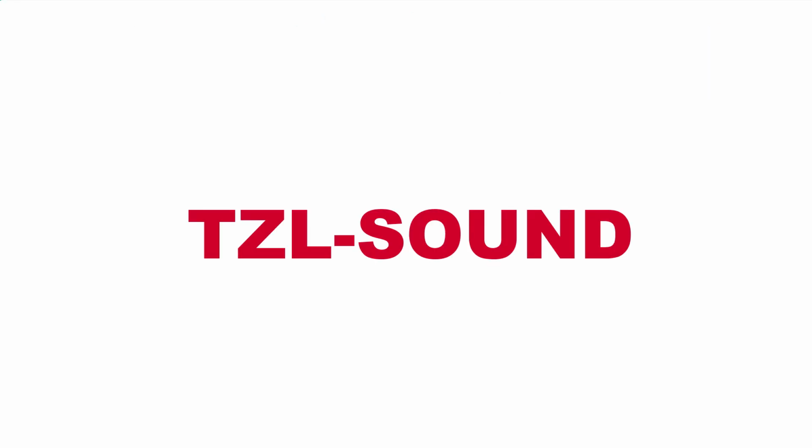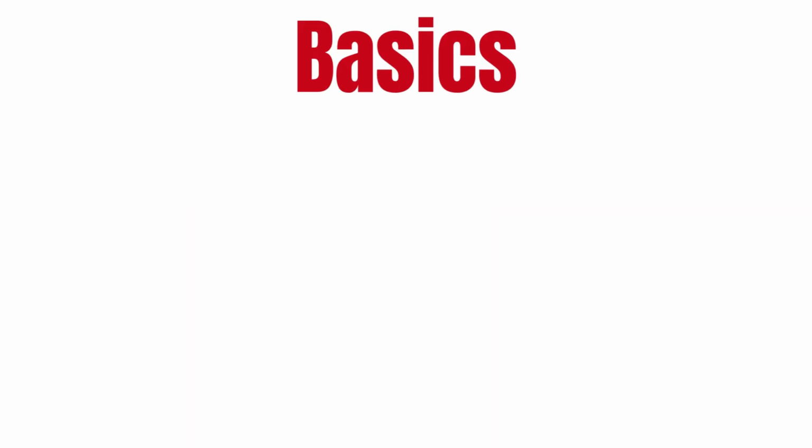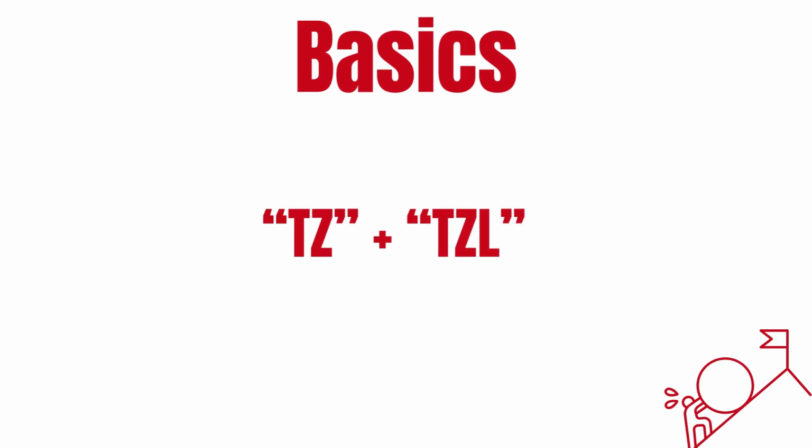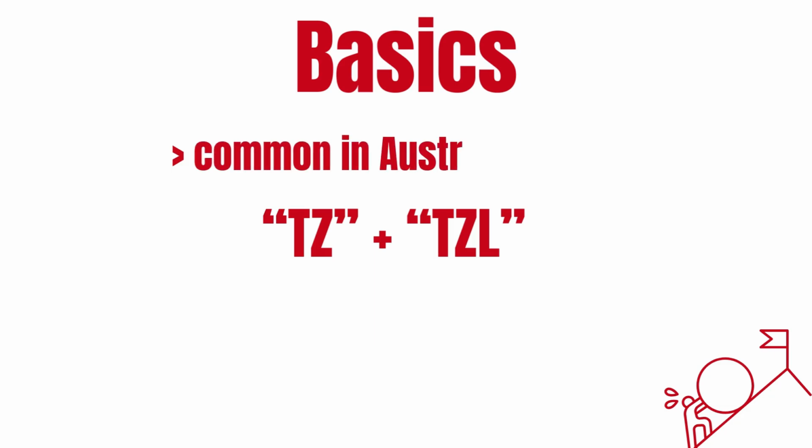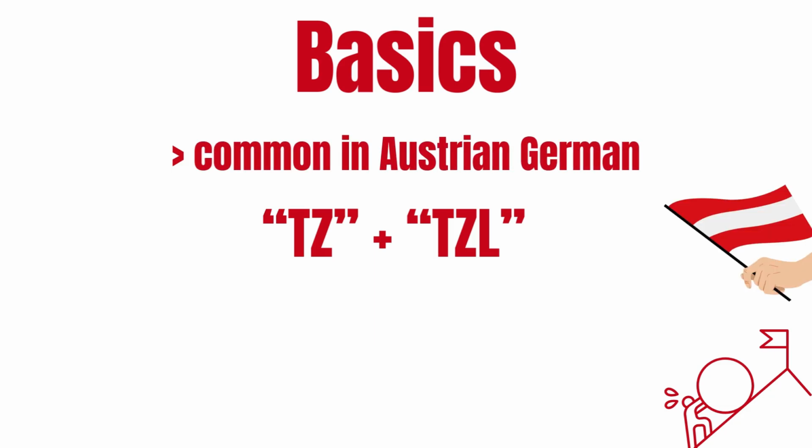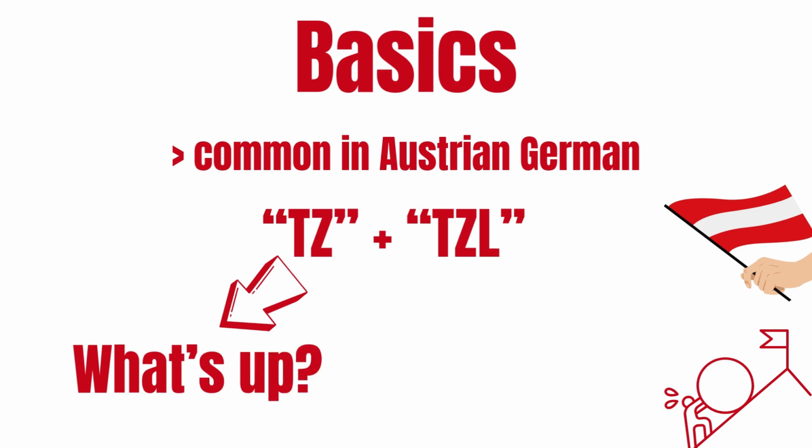Let's check out the TZL sound. Let's start with the basics. The sounds TZ and TZL are common in Austrian German, and especially the TZL sound may be difficult to pronounce for beginners. The TZ sound is similar to the combination of TS when we say what's up. For the TZL sound, we just add an L directly without a pause, tzl.